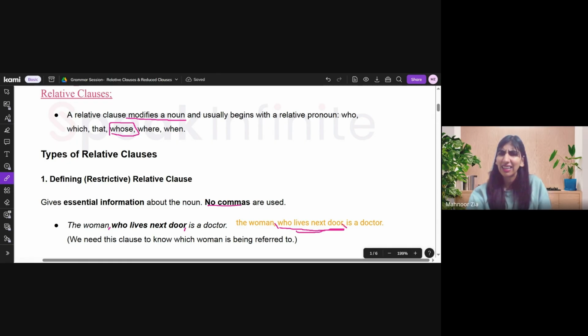Okay. So whose we use for people, right? For example, pick a noun or pick a person in this case of whose. The person whose jacket I'm wearing is sitting next to me. In this case, you do not necessarily put a comma. Any example from you guys?